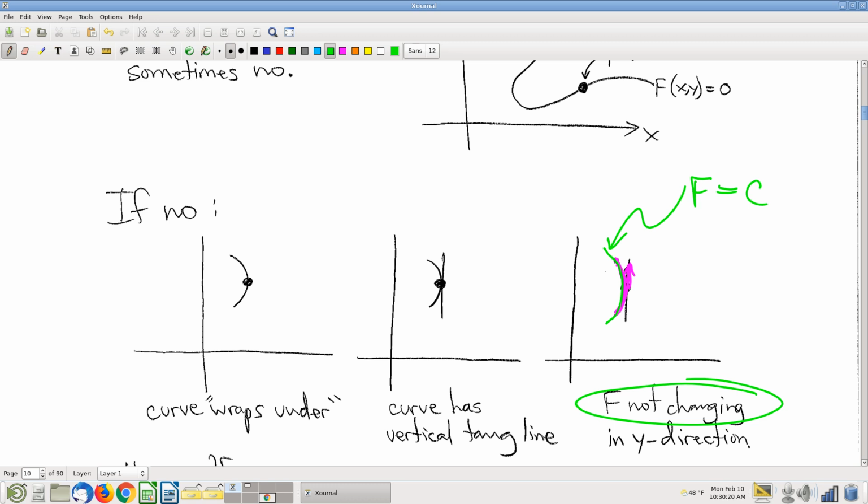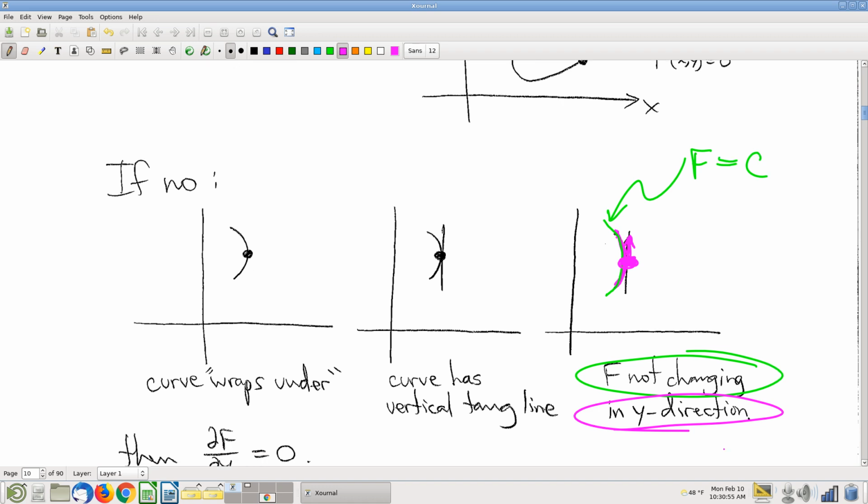But here's the thing. As I move along that curve, at the point in question, I am moving with that velocity vector, that vertical velocity vector. And wait a second, vertical means I'm moving in the y direction. So what we've got here is a point that indicates, by what we know about this scenario, when I'm at that point, the function is not changing as I move in the y direction.